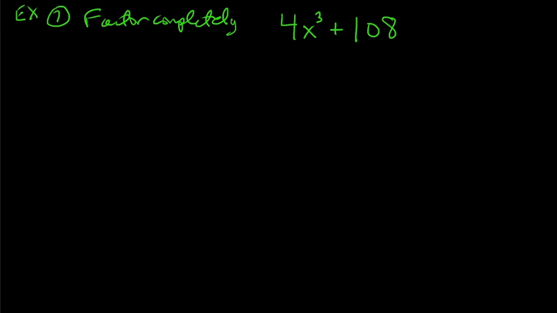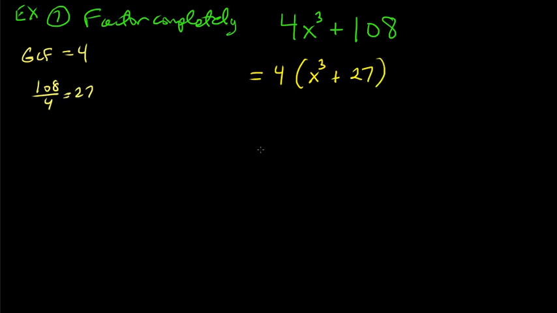Okay, our next example, we want to factor completely 4x cubed plus 108. Okay, so some pretty big numbers here. Triple digit, 108. But 108 divided by 4 is 27. So the GCF is 4. We can factor out a 4 here, leaving you with just x cubed plus 27. Now, can we go any further? X cubed plus 27.